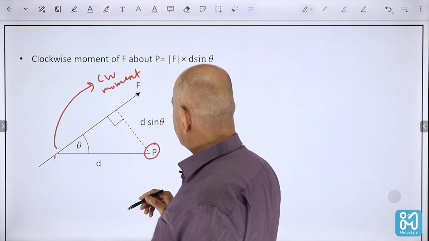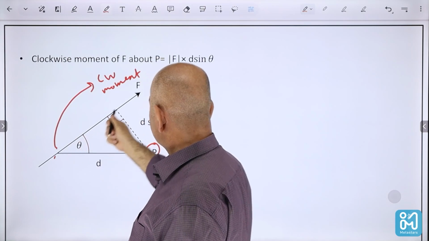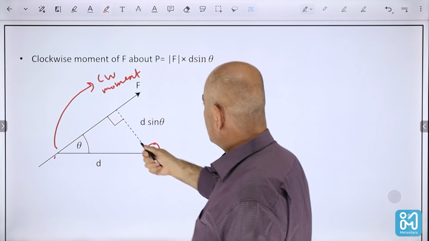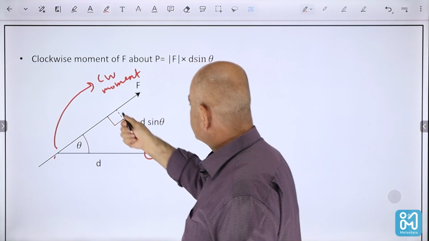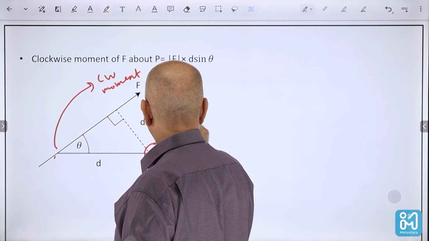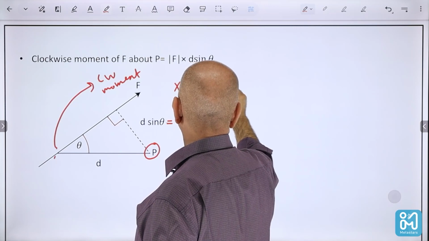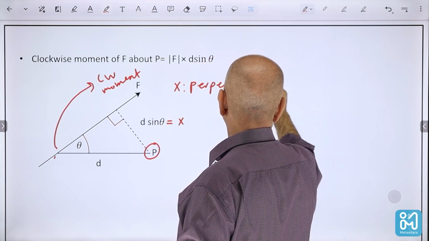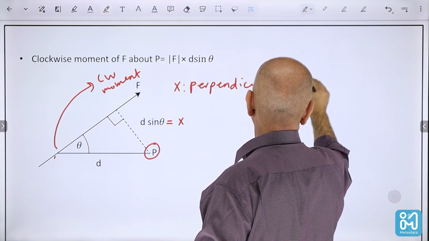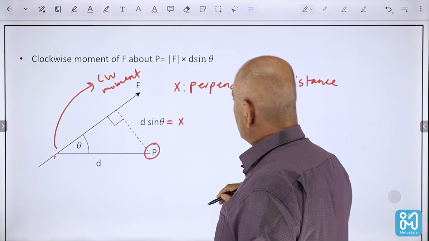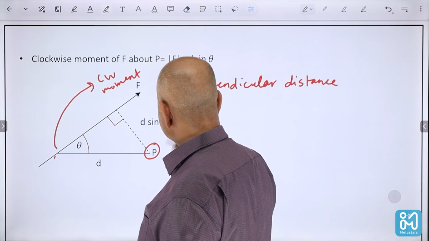Now the distance between the line of action of the force and the pivot is going to be that distance over here. This is the distance. I'm going to call it X. X is what? Perpendicular distance. All right. Well, first, where did I get d sine of theta?